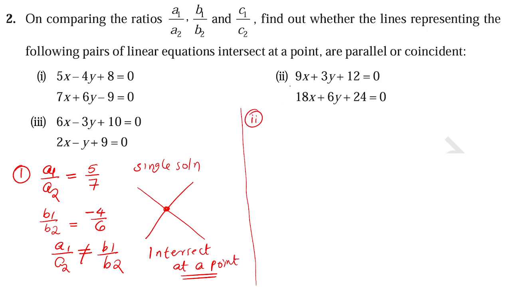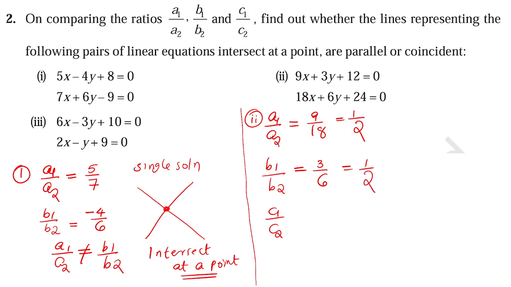After this we can wind up the class. The three ratios are there: A1 by A2, B1 by B2, C1 by C2. The second one I am discussing. A1 by A2 is 9 by 18. Correct? The first ratio is 1 by 2. B1 by B2 is 3 by 6. It is also 1 by 2. C1 by C2 is 12 by 24. Also 1 by 2.